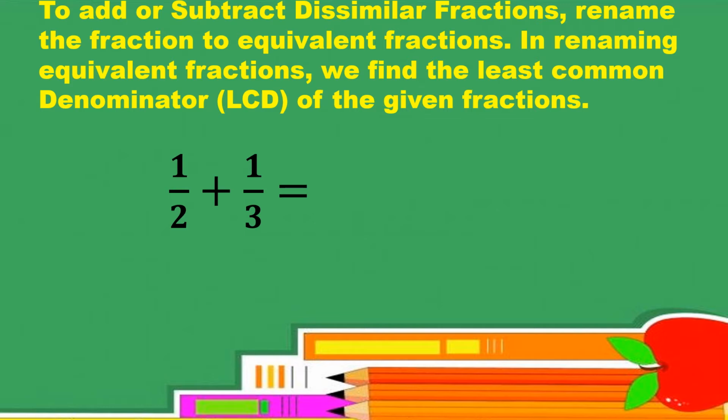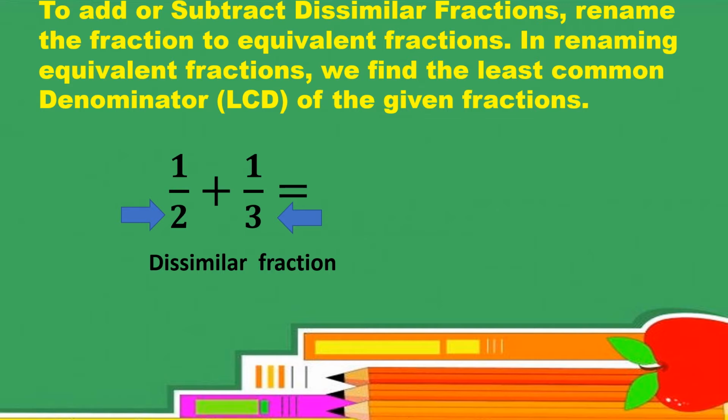So, kung mapapansin nyo, we have 1/2 plus 1/3. The first denominator is 2, while the other one is 3. So, meaning they are dissimilar fractions. Magkaiba po sila ng denominator. So, para ma-add natin sila, ang kailangan nyo pong gawin is you need to rename that fraction to equivalent fraction. So, paano po natin siya gagawin? Sa pag-rename po ng equivalent fraction, hinahanap natin yung least common denominator or yung sinasabi natin na LCD.